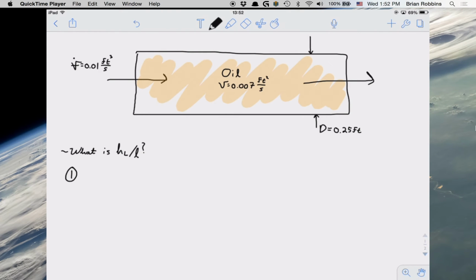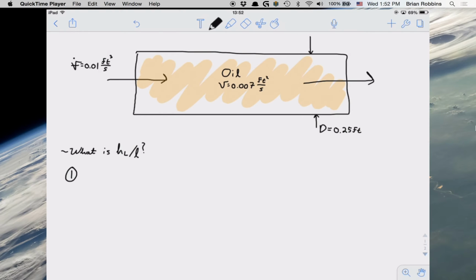Hello everyone, today we're going to be going over an example problem that pertains to Reynolds number and viscous pipe flow. In this particular problem we have oil with a kinematic viscosity of 0.007 square feet per second flowing in a 0.25 foot diameter pipe at a volumetric flow rate of 0.01 cubic feet per second. This problem asks us to determine the head loss per unit length of pipe for this flow.